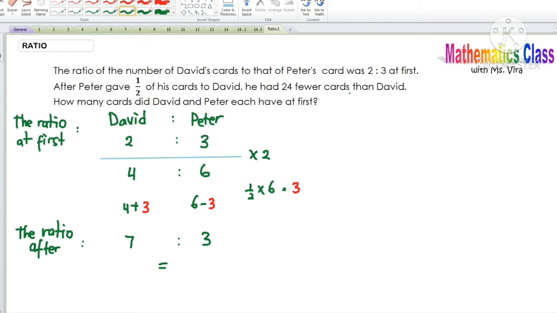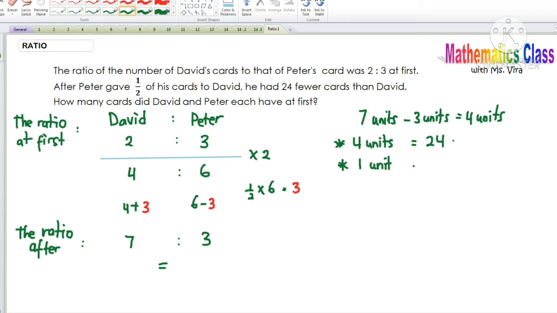Because it says that Peter then had 24 fewer cards than David, so you can see the difference between their ratios. 7 units minus 3 units equals 4 units. 4 units represent 24. Then 1 unit equals 24 divided by 4, which is 6 cards. So 1 unit represents 6 cards.